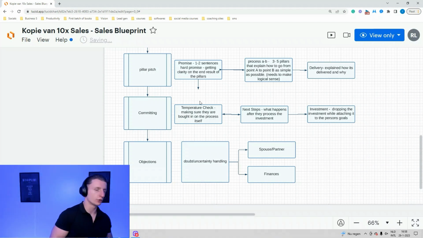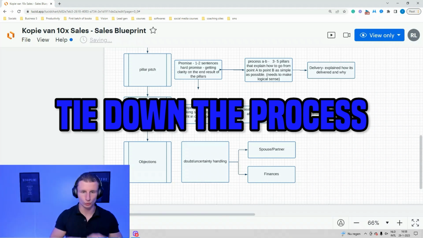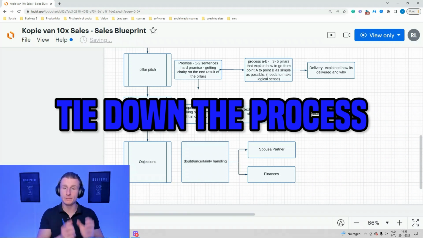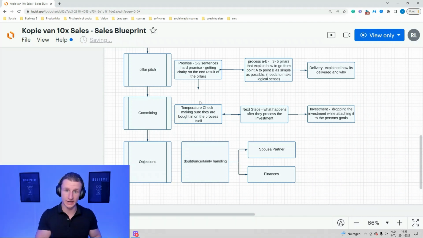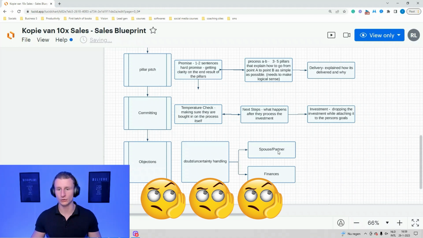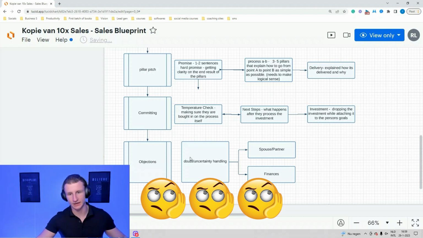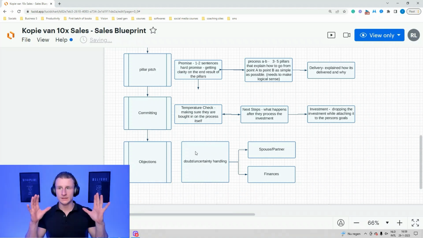So it's always important to tie down on the process first, to really make sure that they're fully bought in on the process, so that they fully understand that this process is what gets them to the certain result. And only if you're 100% sure they believe that and they know that that is true, can you handle the spouse and partner. Because otherwise handling these won't really make sense, because they're never going to talk to their partner, or they're going to check their finances if they're actually uncertain about the process. And that's actually it. So those are the steps we take, and that's the framework we use in order to close cold prospects on the call.